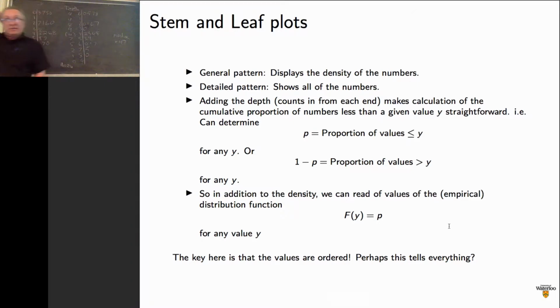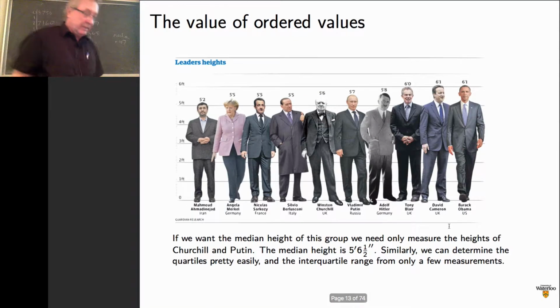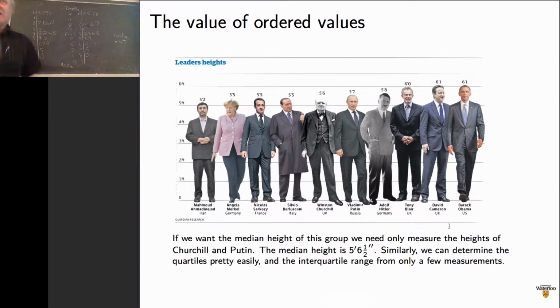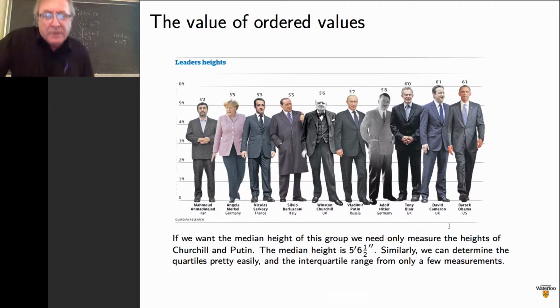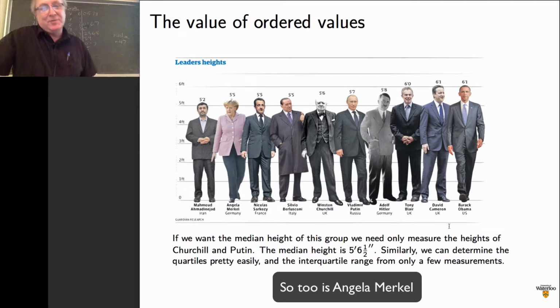The key here, I think, is the question of whether that is enough. Maybe we should just look at ordered values. So here's an ordering of heights of the world's leaders at a particular time. Winston Churchill's there, Adolf Hitler's there, others. And none of these people are in power now. Oh, Putin, good old Putin.